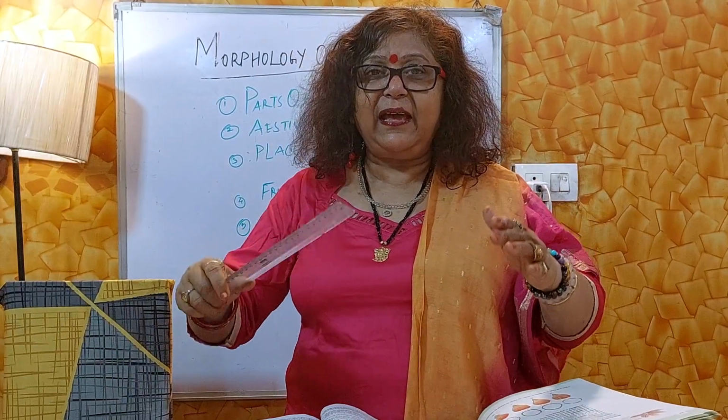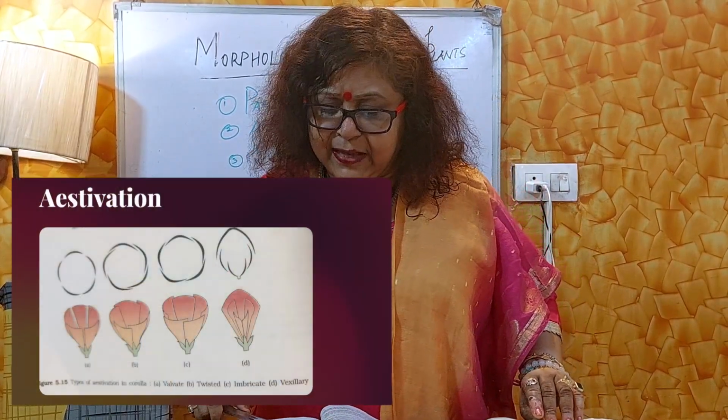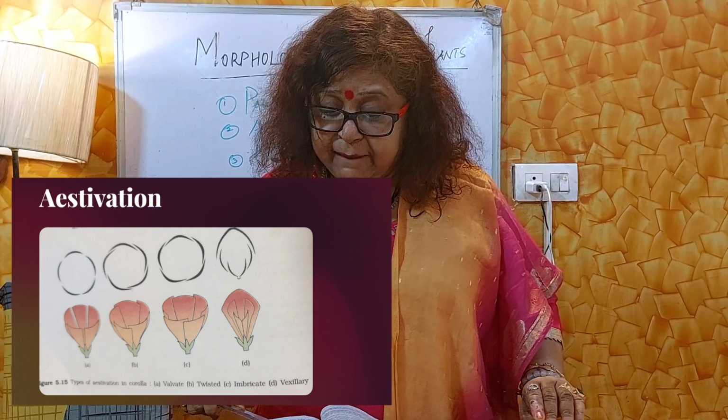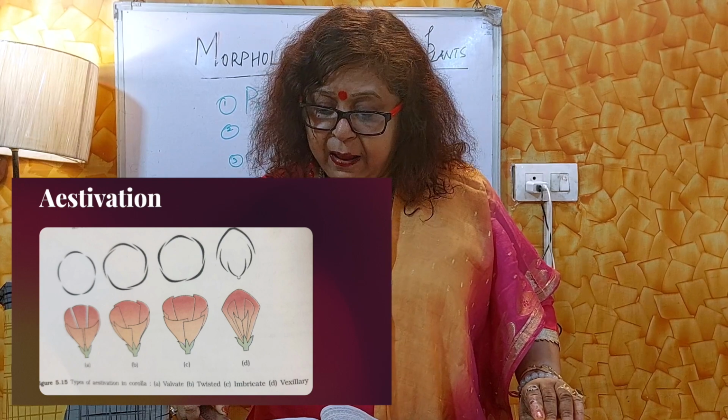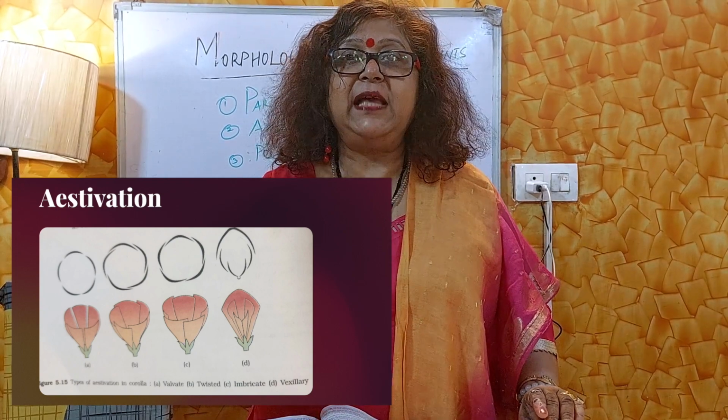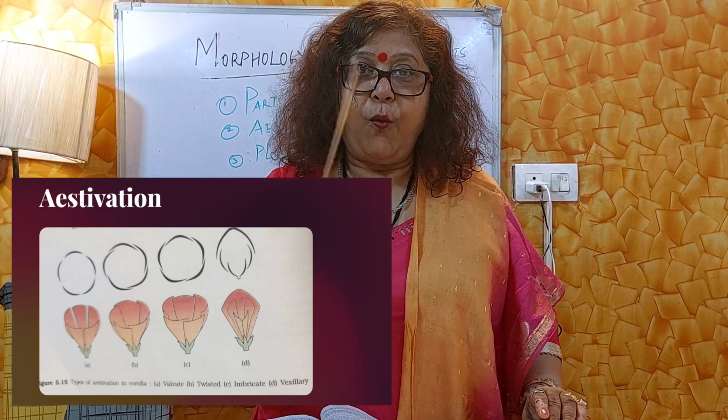So basically there are four types which you will see. Now the first one is called valvate. Valvate, V-A-L-V-A-T-E. Here the petals are close to each other but they don't overlap. They are very close to each other but they don't overlap. Example is mustard, Brassica. Valvate.